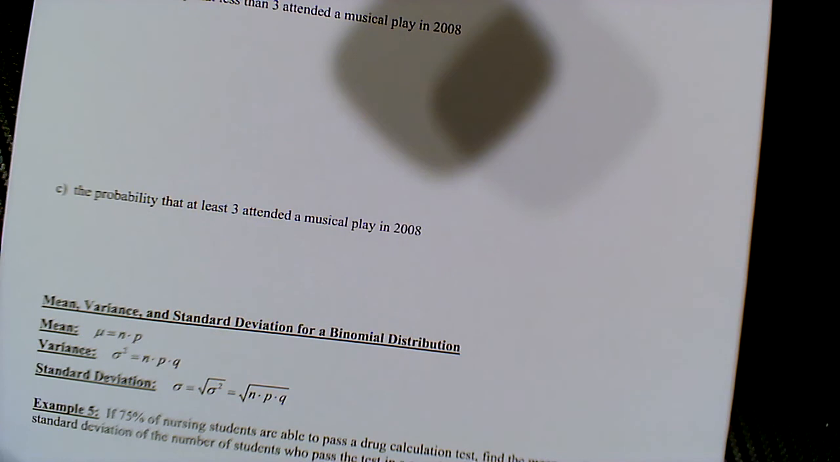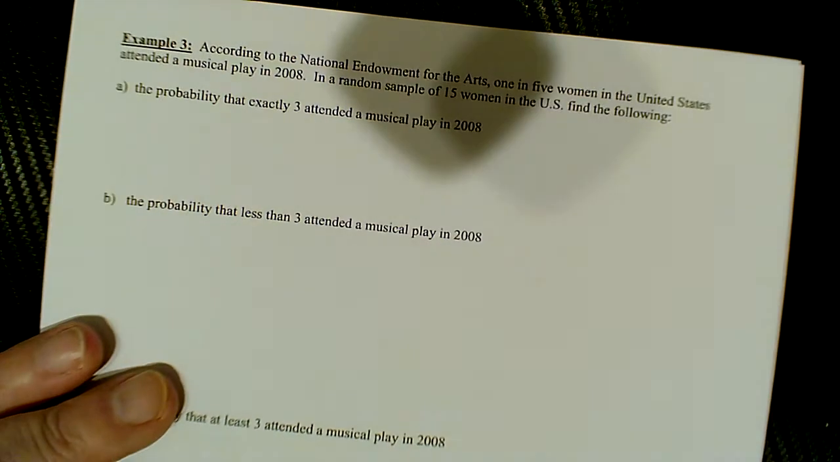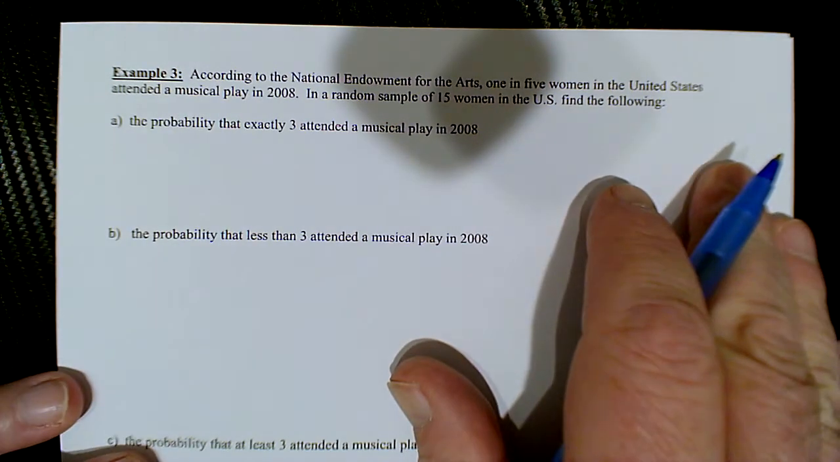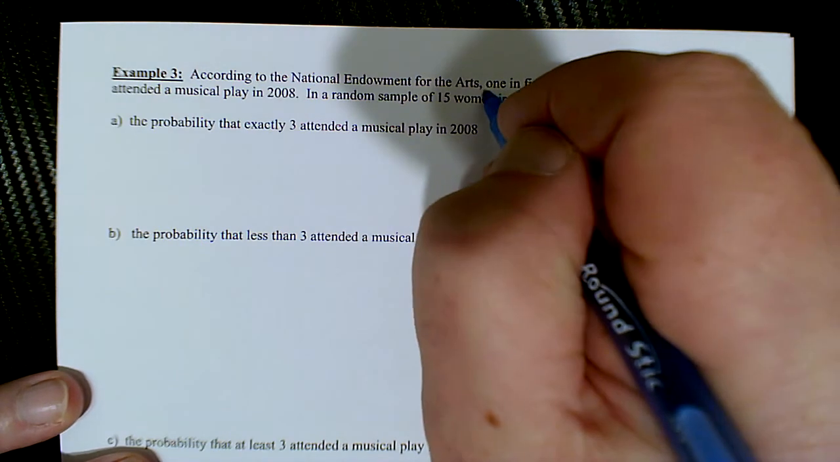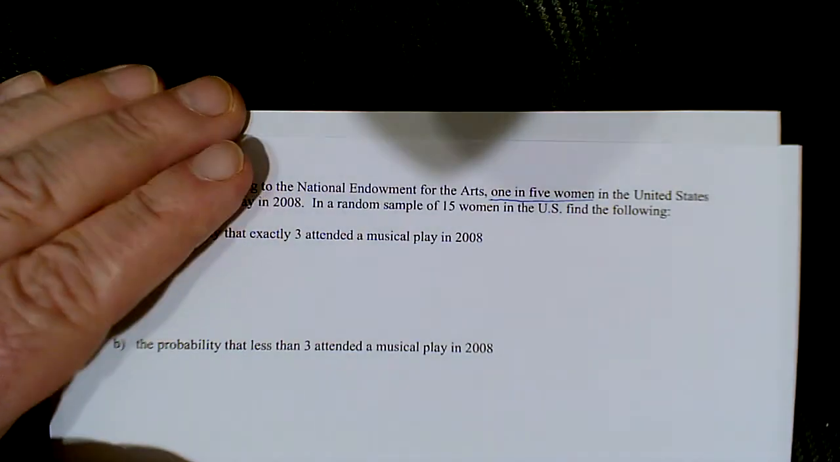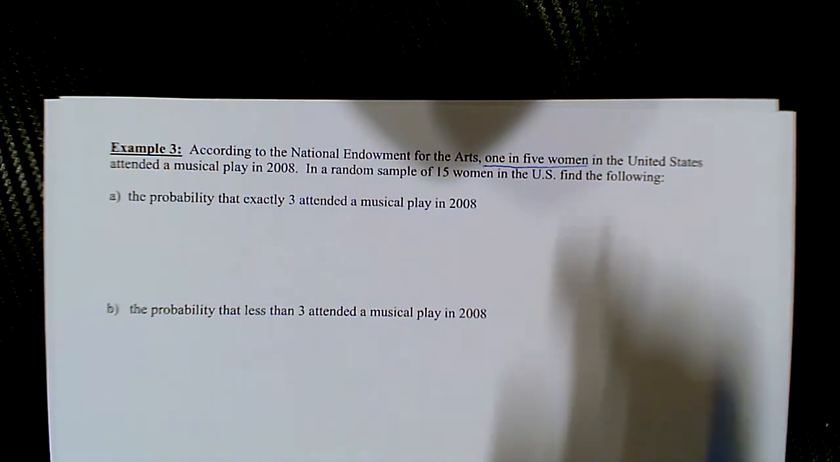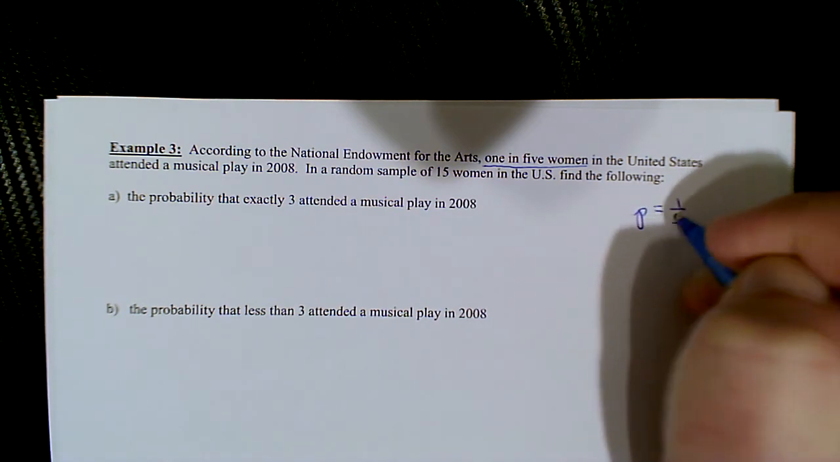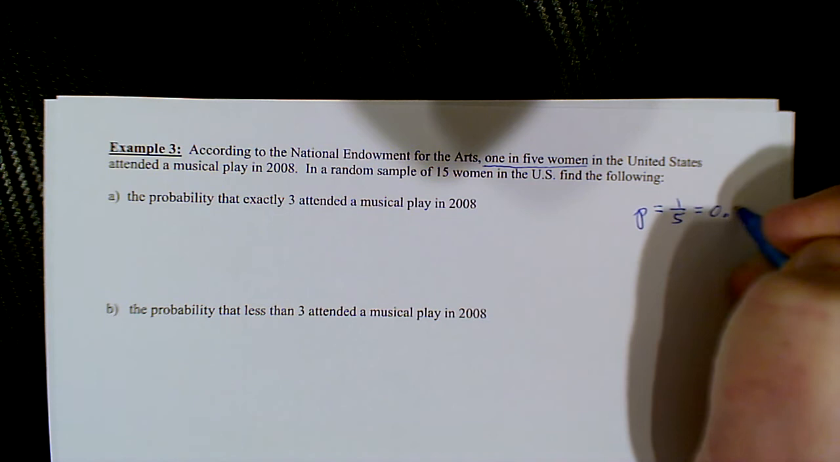We have more of the binomial probability distribution. And here's an example where we're given, instead of the probability like the last example, where the probability was 23%, this says 1 in 5. So the probability of success here, p, is going to be 1 out of 5, or 0.2.